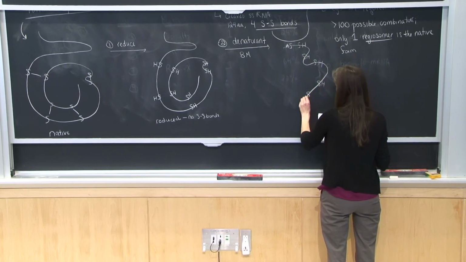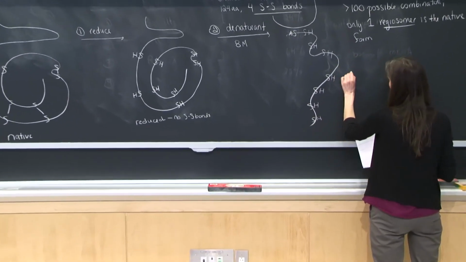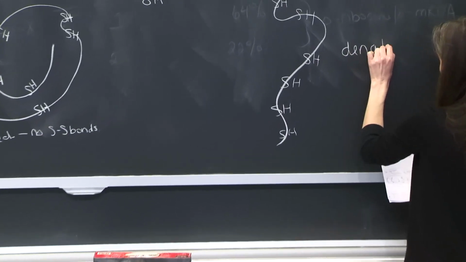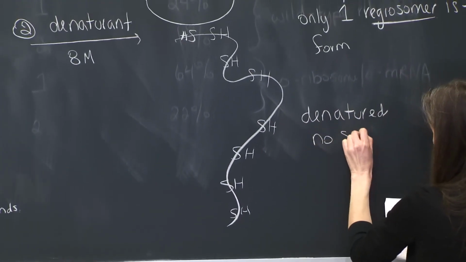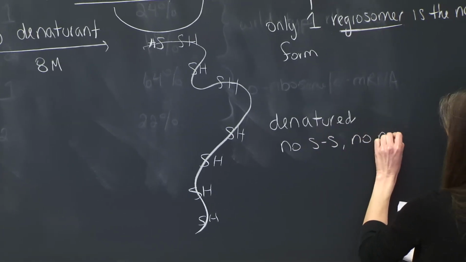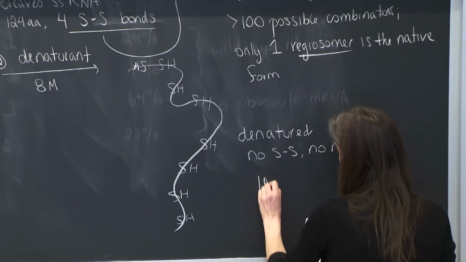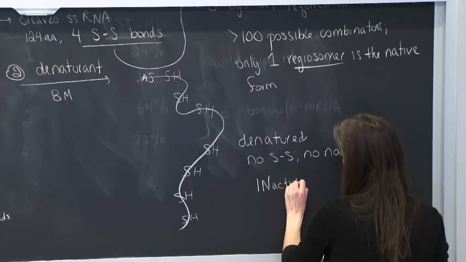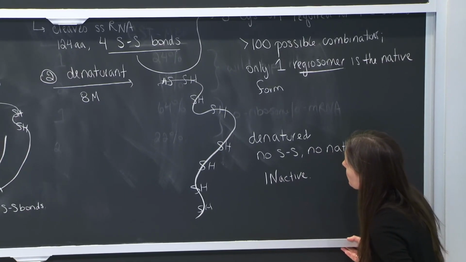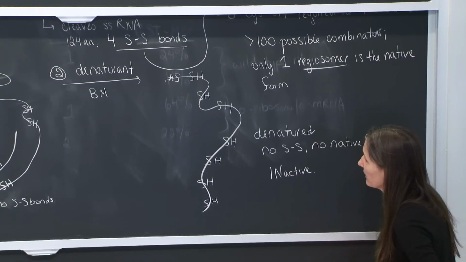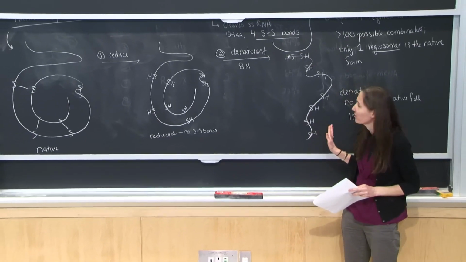With the cysteine somewhere. Okay, so this is denatured. So we have no disulfides, no native fold. Okay, and inactive. Okay, it can't cleave the single-stranded RNA. So we've succeeded in destroying activity and destroying the fold of this protein.